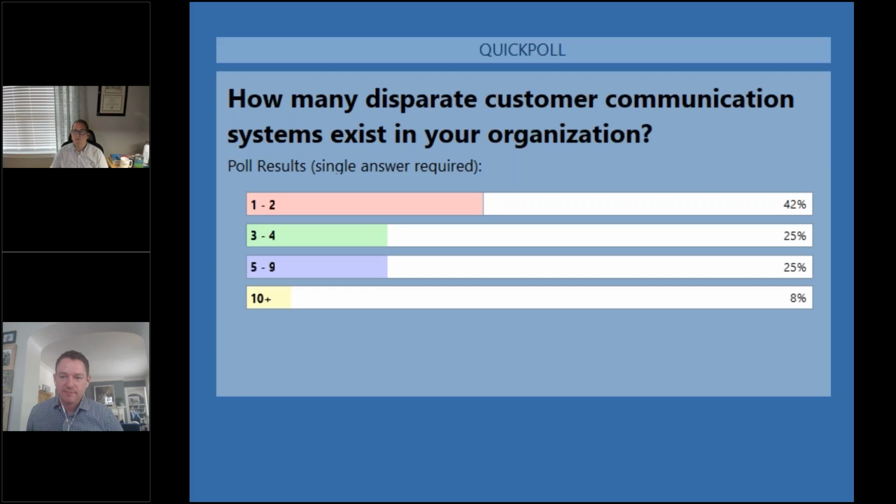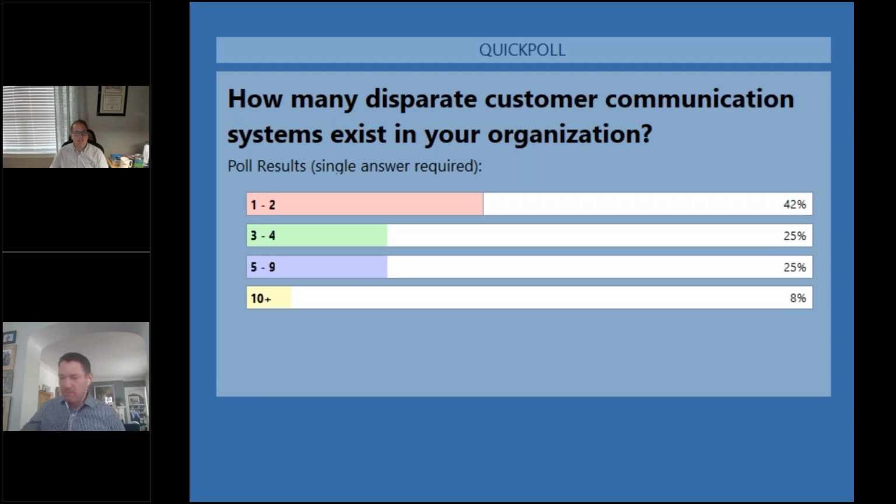I'm sharing. Okay, perfect. So we had around 42% with 1 or 2, and then we had a split of 25% between 3 and 4 and 5 and 9. So only 8% had more than 10, which is still kind of scary when you think about that consistent brand experience with all the different touch points that you have with customers there. But Joe, your thoughts on the results?